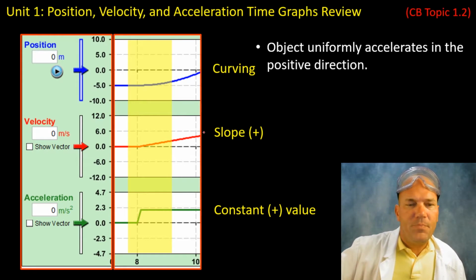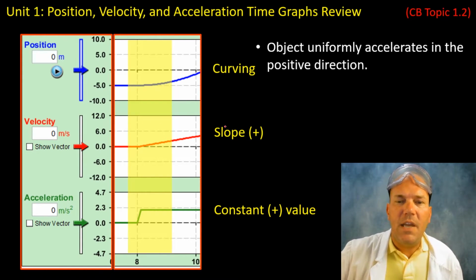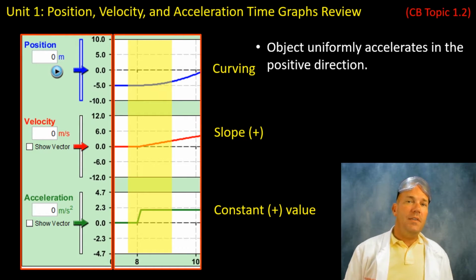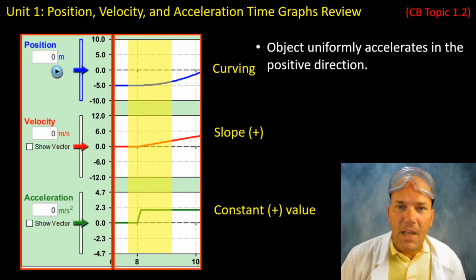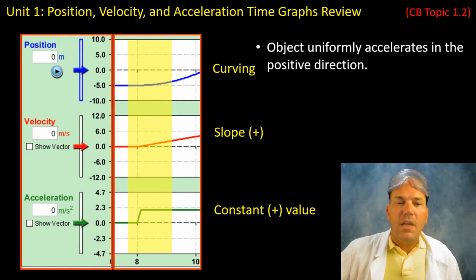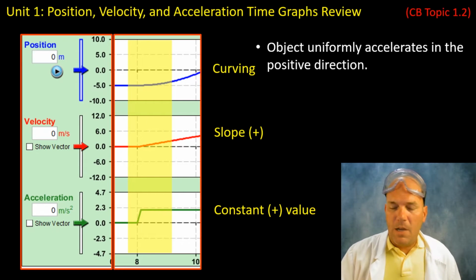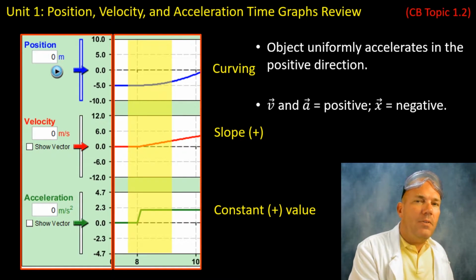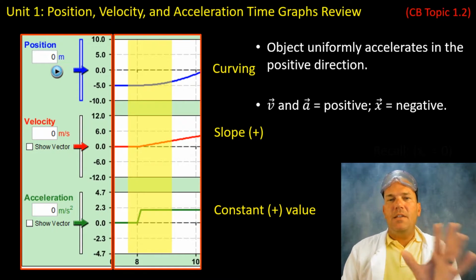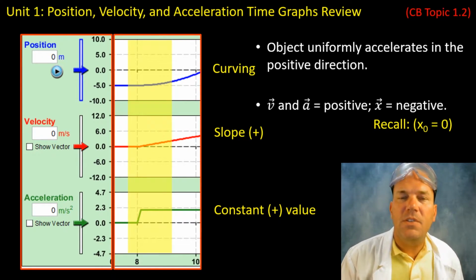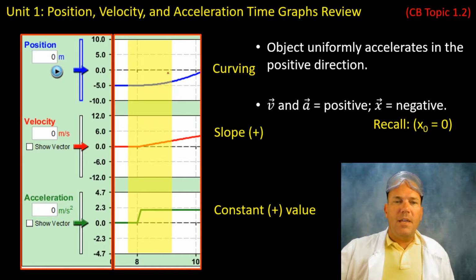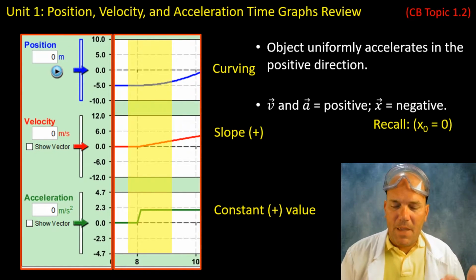We have a positive constant slope on our velocity time graph, and the slope of a velocity time graph is going to give us the acceleration. So the slope of the velocity time graph is constant and positive, and then we see our acceleration here is constant and positive as well. So our velocity and our acceleration vectors are positive to the right, whereas our position vector, the displacement, is negative because we defined our initial starting position at 0 meters. So at this point, the moving man is below the horizontal time axis.